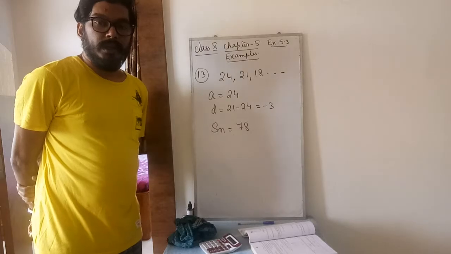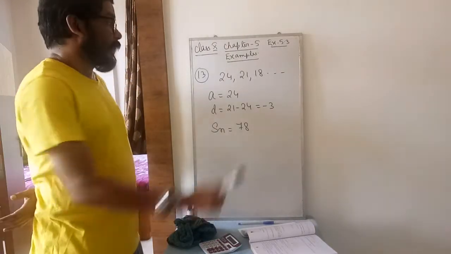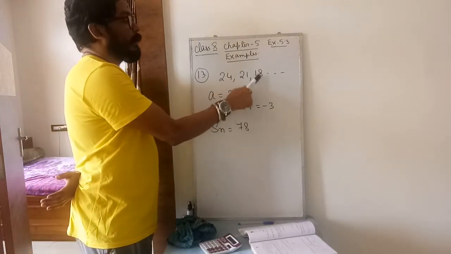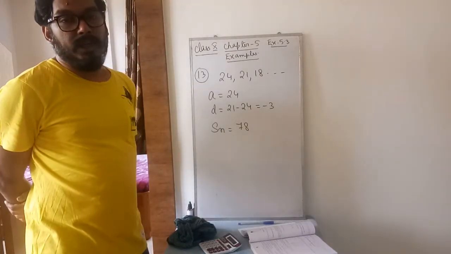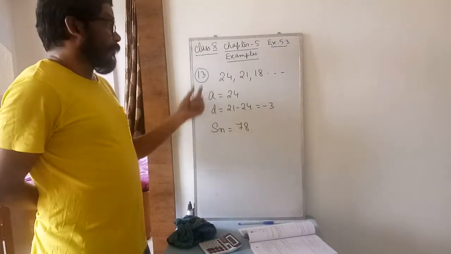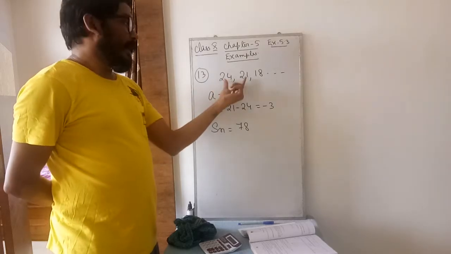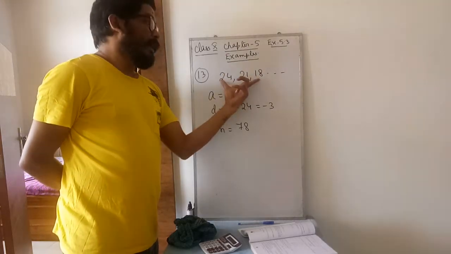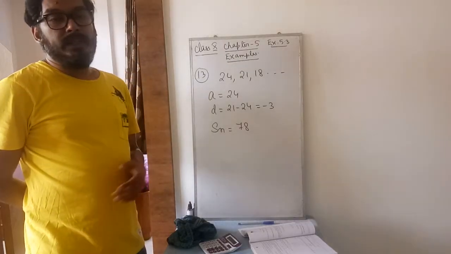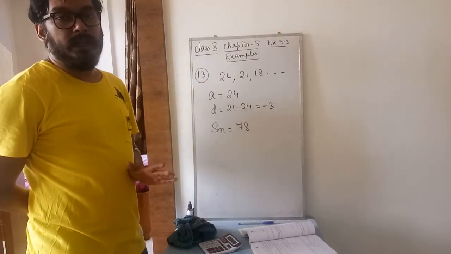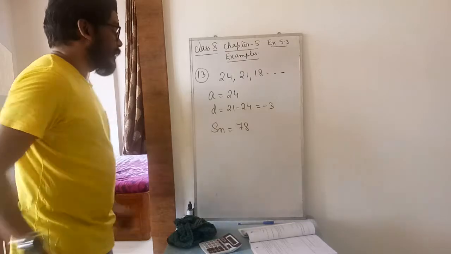78. I repeat again. In this sequence the first term, second term, third term are given. In this way, how many terms will you add up? The sum of the first term is 24. The sum of two terms, you add these two. The sum of three terms, you add these three. So how many terms if you add up, you will get the total 78? So Sn is given as 78.